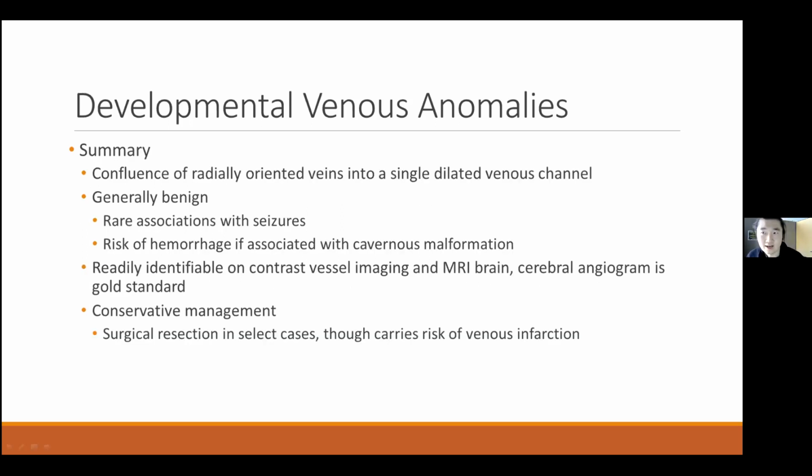So in summary, they are a confluence of radially oriented veins into a single dilated venous channel. They are generally benign, although rarely associated with seizures, though it's unclear about causation. Hemorrhage tends to be associated when there's an associated cavernous malformation. They are readily identifiable on contrast vessel imaging as well as contrasted MR, though cerebral angiogram is the gold standard. And treatment is generally conservative for the reasons I just mentioned.